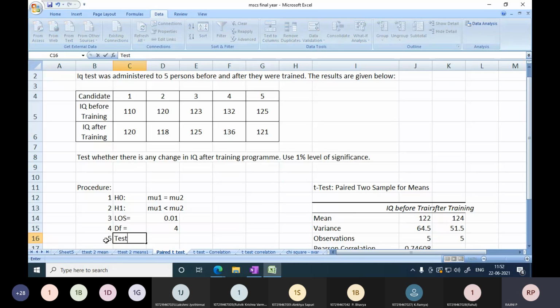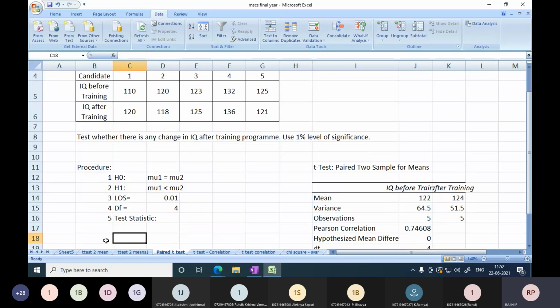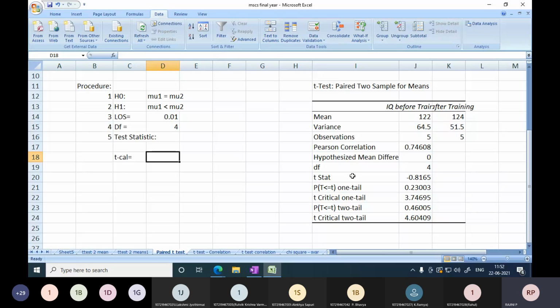Next go for the test statistic. What is the test statistic here? The test statistic is nothing but what you directly got here. Just write T-cal is equal to... What is the T-cal value? Here T-cal is equal to the t Stat. This is the T-cal value. Copy this value as it is.